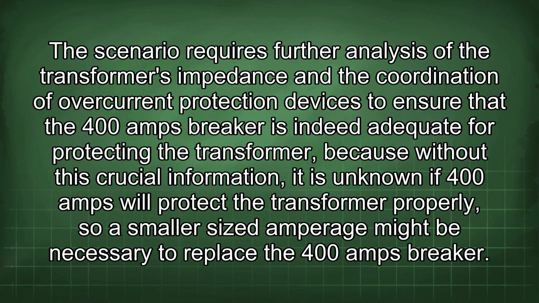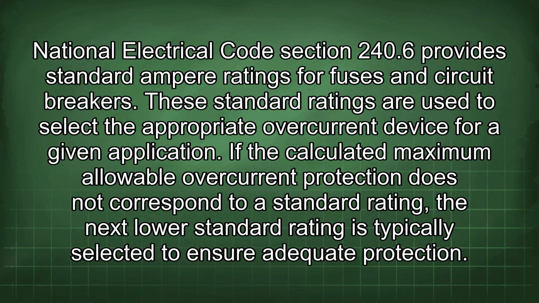So a smaller sized amperage might be necessary to replace the 400 amps breaker. National Electrical Code section 240.6 provides standard ampere ratings for fuses and circuit breakers. These standard ratings are used to select the appropriate overcurrent device for a given application. If the calculated maximum allowable overcurrent protection does not correspond to a standard rating, the next lowest standard rating is typically selected to ensure adequate protection.